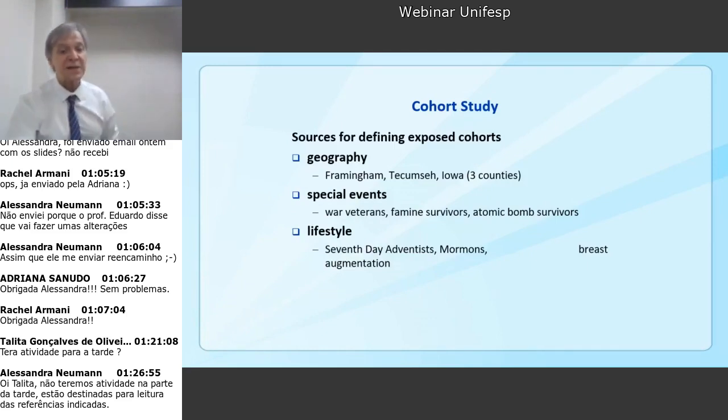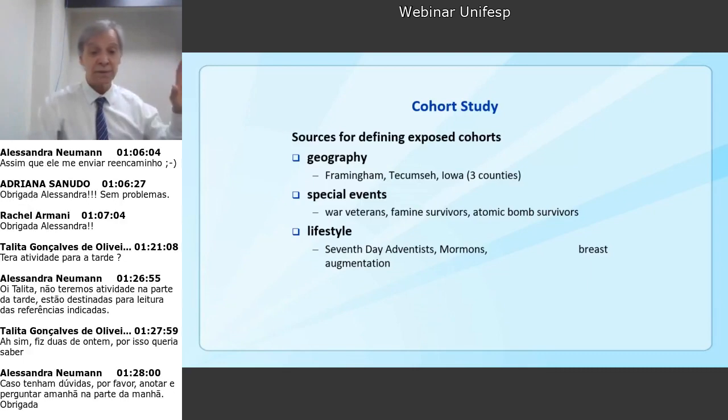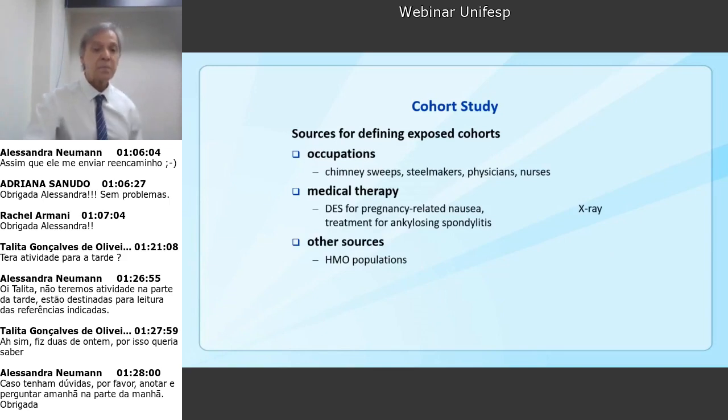Famous cohorts include the Framingham study, Tecumseh, the Iowa Tri-County studies, and all the special events like war veterans, famine survivors. The last one was the cohort in Chernobyl. And then the biggest cohort of atomic bomb survivors was those in Nagasaki. They've been followed up for 75 years. Lifestyle, Seventh-day Adventist, Mormon. These are all studies. If you type those names, you're going to find a cohort study about the special groups. Many were done in the past.